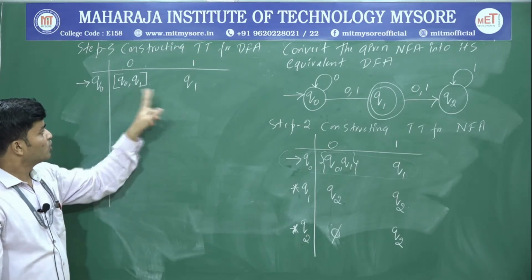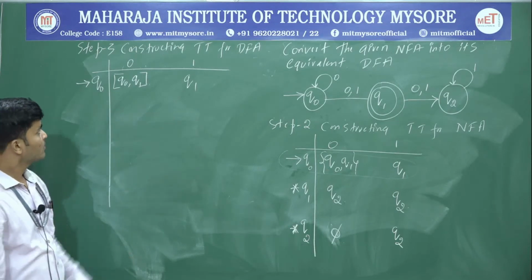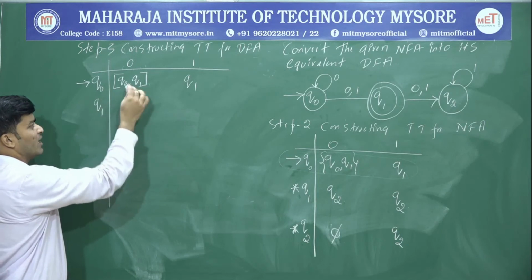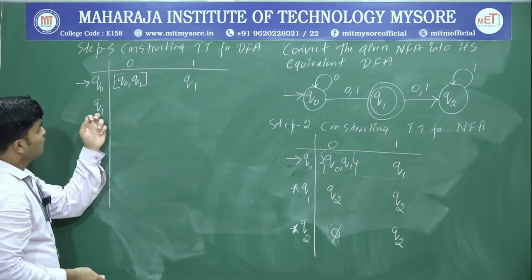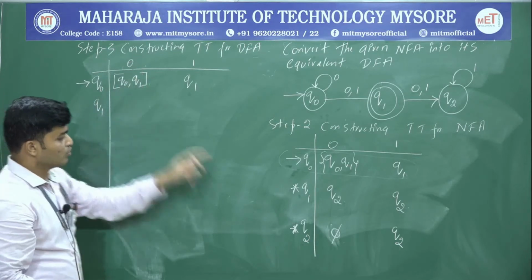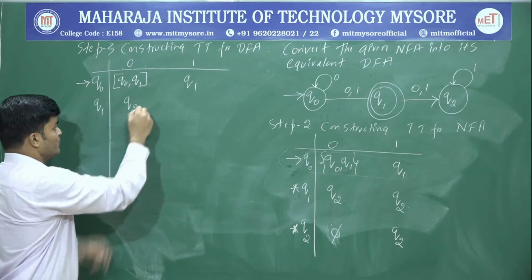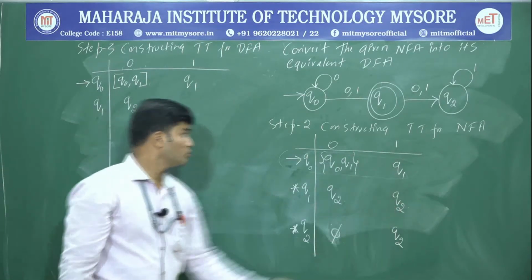Now observe, I got 2 different states, so now write transitions for these 2 states. I'll go with Q1 first; either one is fine, that is up to you. What is Q1 upon 0? Q1 upon 0 is Q2. Q1 upon 1 is again Q2.